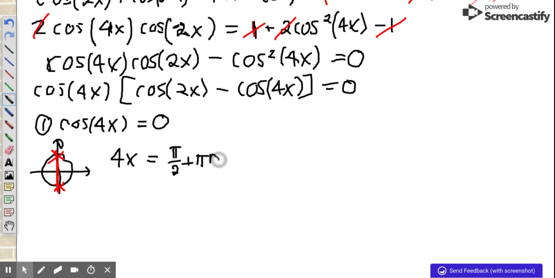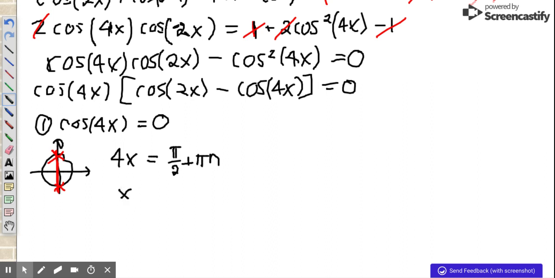So if you want to understand why this works, it's because if n is equal to 0, then you get pi over 2. If n is equal to 1, then we get pi over 2 plus pi, which is going to be 3 pi over 2, so this next angle here. And then when n is equal to 2, we are going back all the way up here and so on. So this is really all we need.